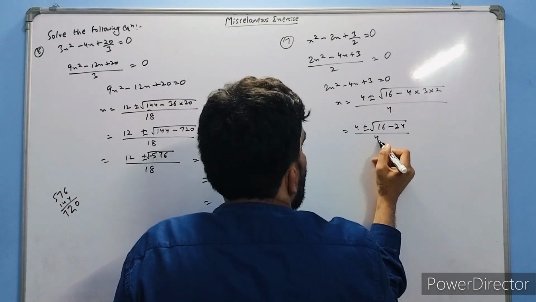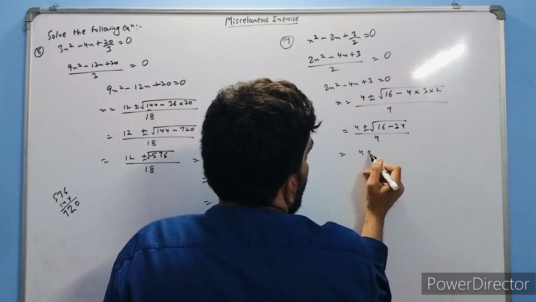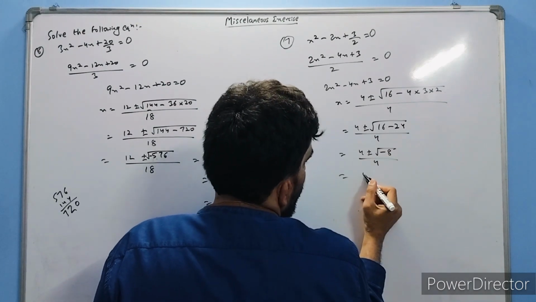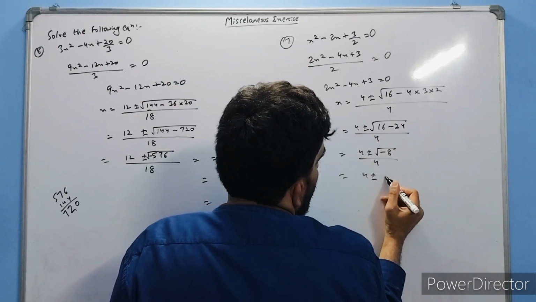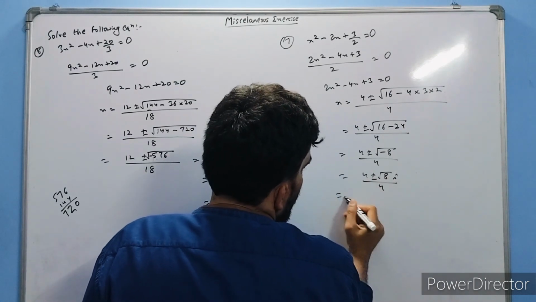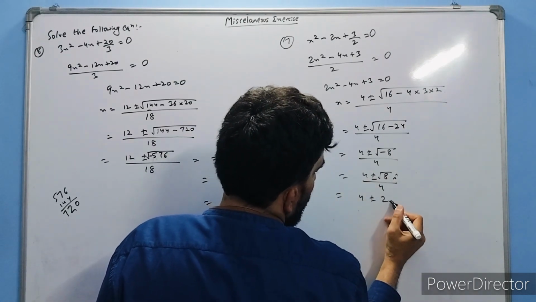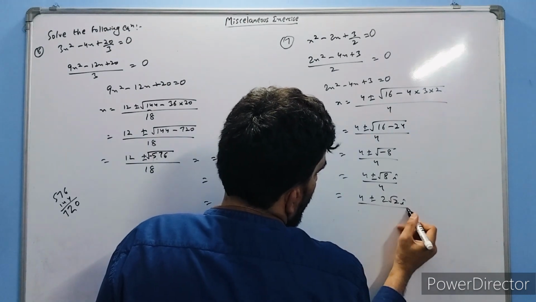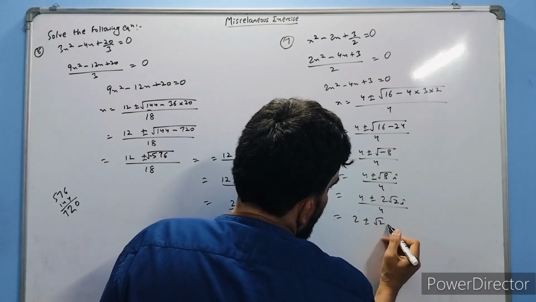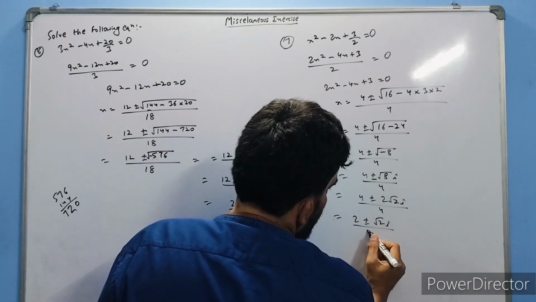So I have 4 here. So now 4 plus minus 8 under root upon 4. So 4 plus minus, we have 8 i upon 4 will be 4 plus minus 2 root 2 i upon 4. We can take 2 common here. So we have 2 plus minus root 2 i upon 2 will be there.